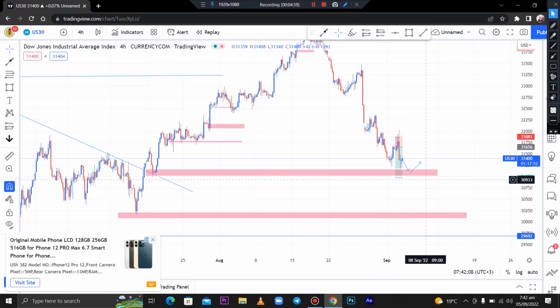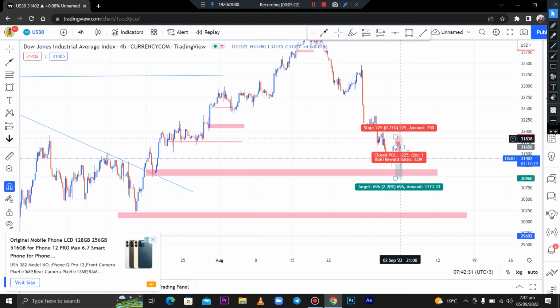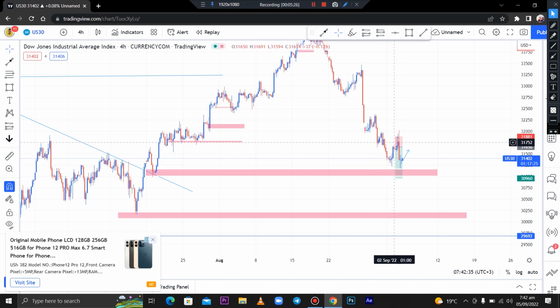So we have a pullback coming up. So we are going to have to push up a little bit, because as we scale down on smaller time frames, you guys will clearly see this. So we are going to have a pullback to the upside a little bit, and because we had a push already, we had a big push to the downside already.